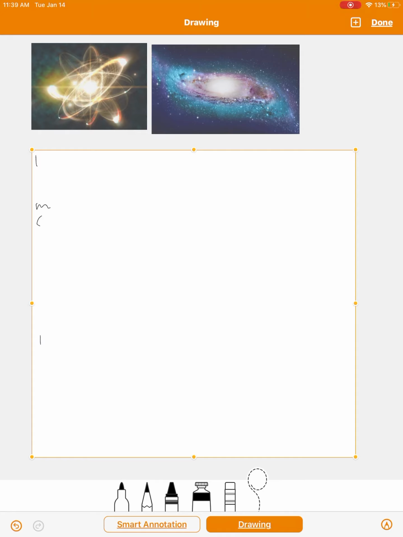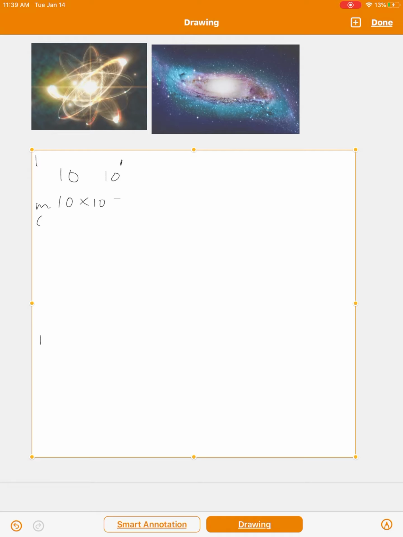So the issue here is powers of 10. This is the notation that we use. Essentially, if you have the number 10, we write that as 10 to the 1. And if you have 10 times 10, which we think of as 100, we write that as 10 to the 2. And if you have 10 times 10 times 10, which in decimal notation would be 1,000, we write that as 10 to the 3.